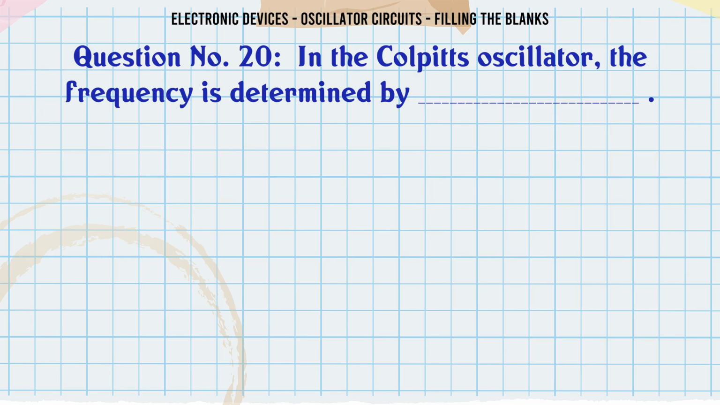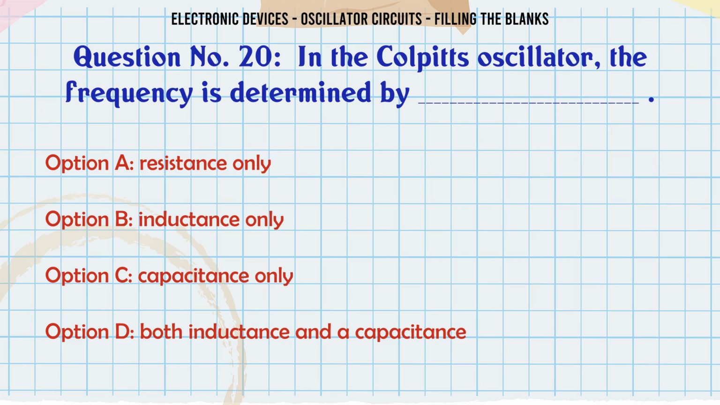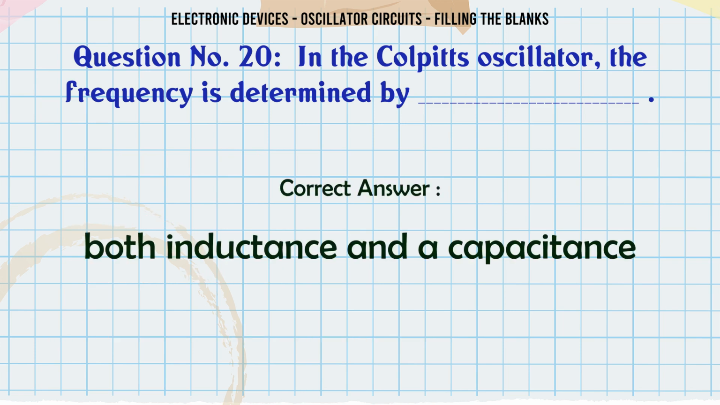In the Colpitts oscillator, the frequency is determined by A. Resistance only, B. Inductance only, C. Capacitance only, D. Both inductance and capacitance. The correct answer is both inductance and capacitance.